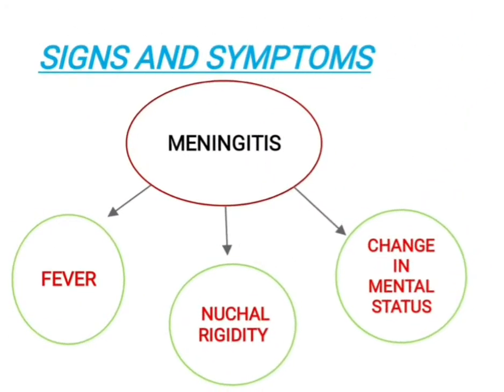Now coming to the signs and symptoms of meningitis. There is a characteristic triad for acute bacterial meningitis which includes the most common symptoms. That can be fever, nuchal rigidity, and change in mental status. Nuchal rigidity is nothing but stiffness of the neck, and change in mental status can mean conditions such as confusion, lethargy, that is tiredness, and sometimes coma.